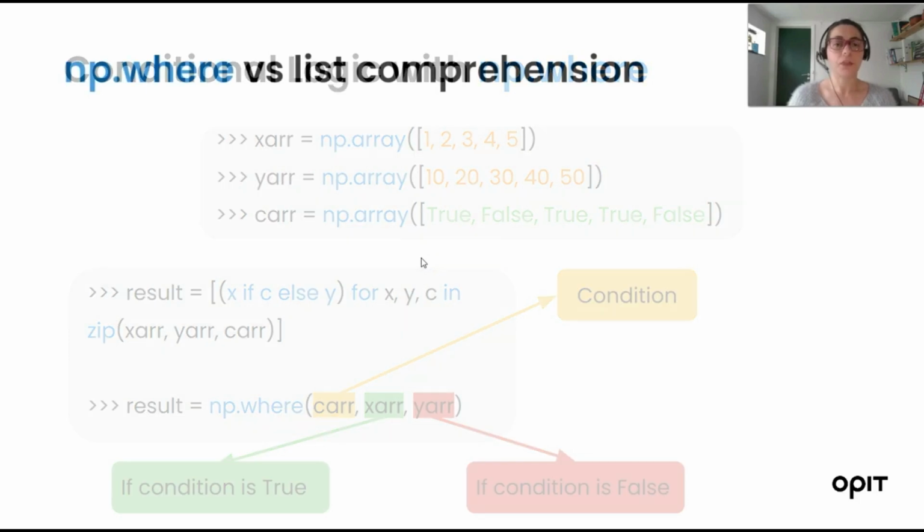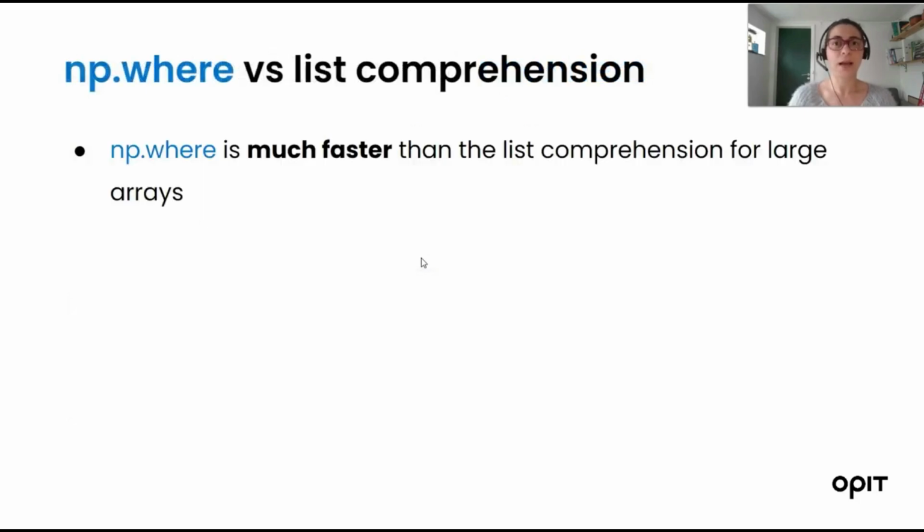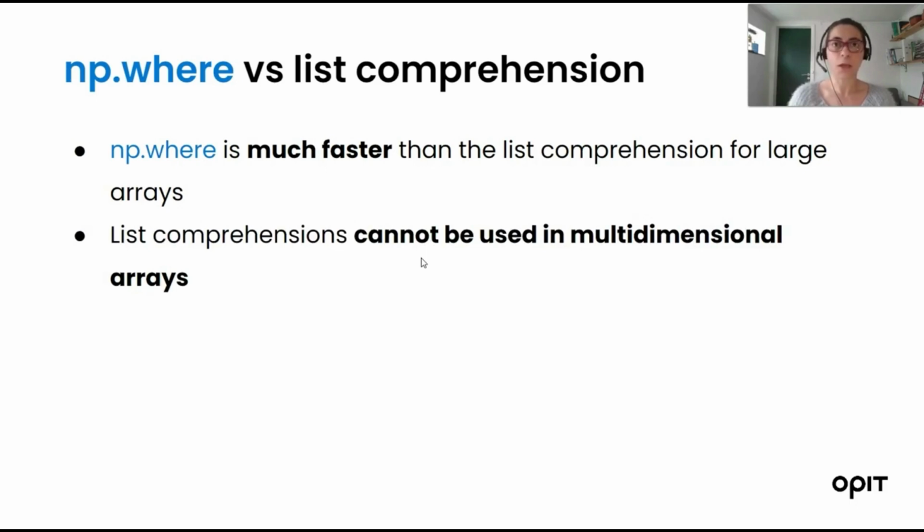whenever the condition is false. So np.where is a much faster solution than the list comprehension for large arrays, and therefore it is strongly recommended to be preferred. What is more, when we work in multidimensional arrays, list comprehension cannot be used. So your only options there are complicated for loops and many computations, or a concise and elegant single-line command using the NumPy where function. I know what I would choose.